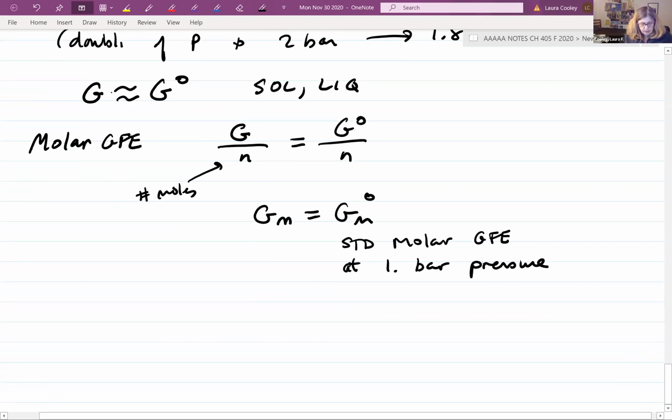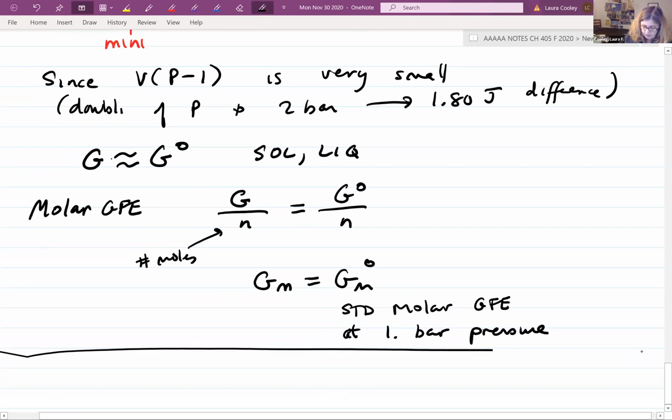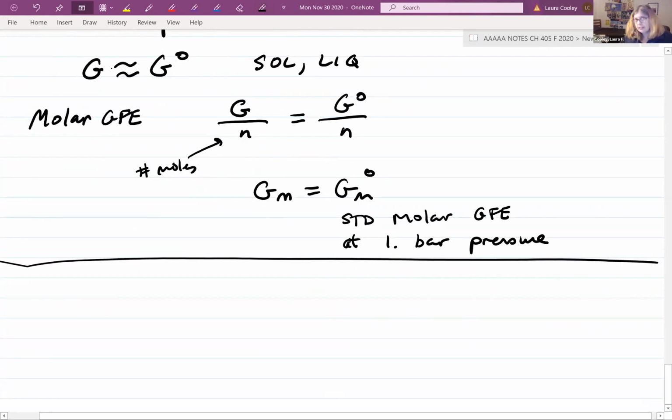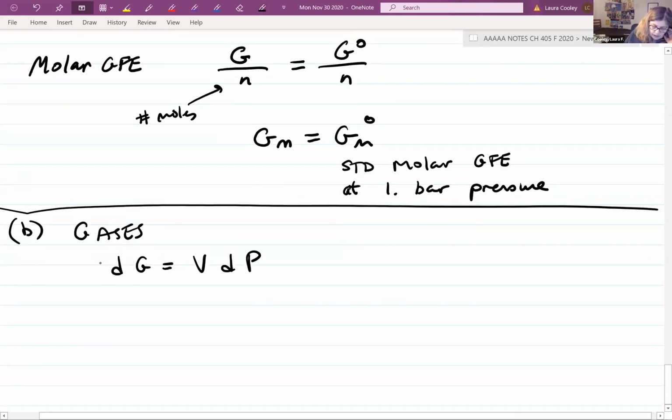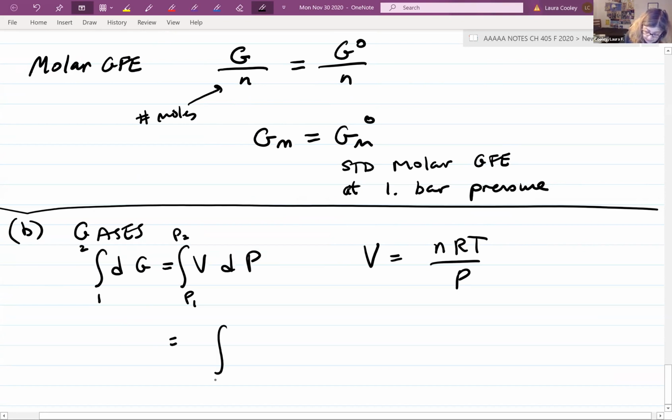Very simple for solids and liquids, but as you might imagine, it's a little bit harder for gases because that volume is not independent of pressure. We've integrated things with that volume before, right? So what happens for gases? So this is case B. Okay, so we'll start in the same place. dG equals VdP. We're going to integrate this. Except now the volume depends on pressure. Okay. So we're going to put that in.